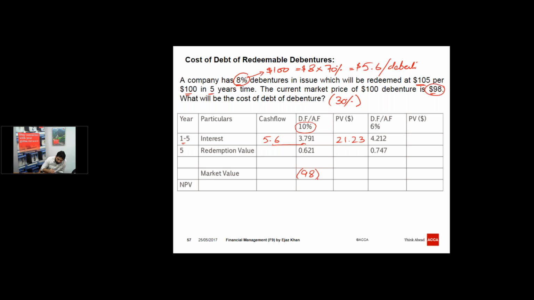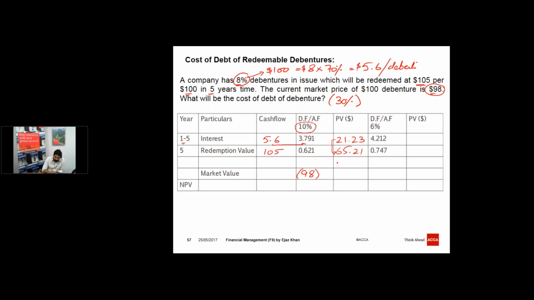So Mr. A, who is investing in this debenture today at $98, will get $5.6 every year, and after the 5th year, he will get $105 redeemed against this investment. So he will get 5.6 every year, and he will get $105 after the end of 5 years. So what's the present value of this? 65.21. Okay, 65.21.